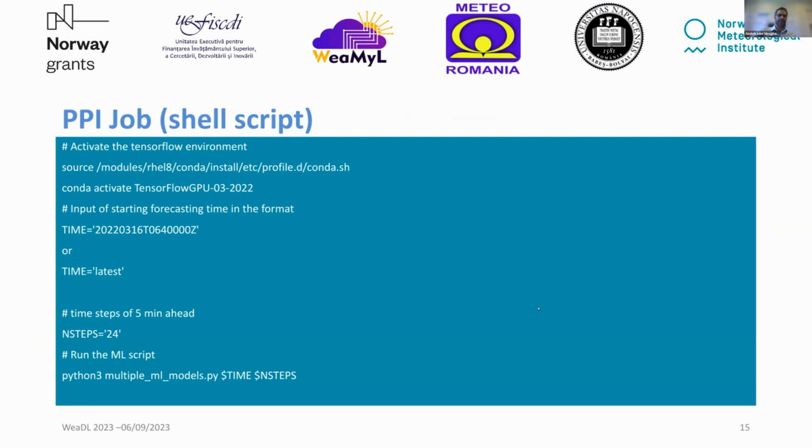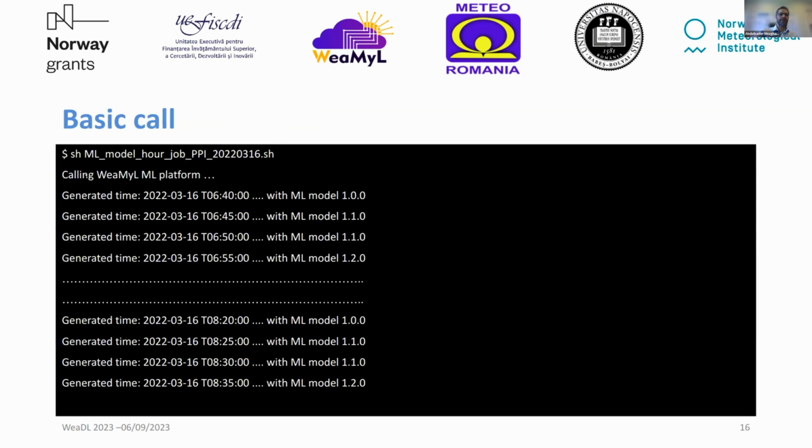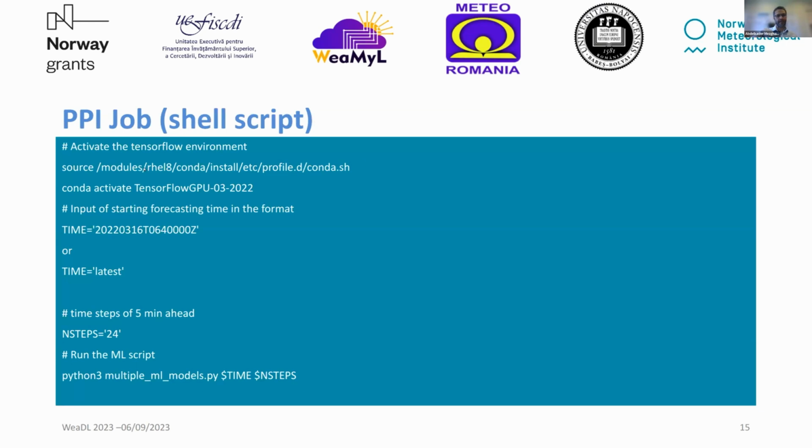One example of a PPI job looks like the following. Basically, you need to activate the working environment, and then call this Python script. So this is the version here. You have these multiple ML models, which is the most recent version, and then the researcher or the operational methodologist can specify a specific time, or it can be set to the latest, and then specify how many steps ahead to generate.